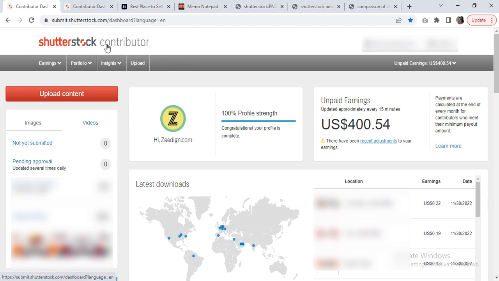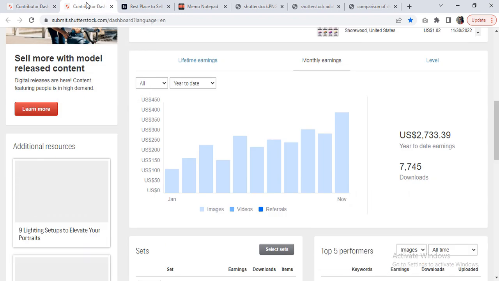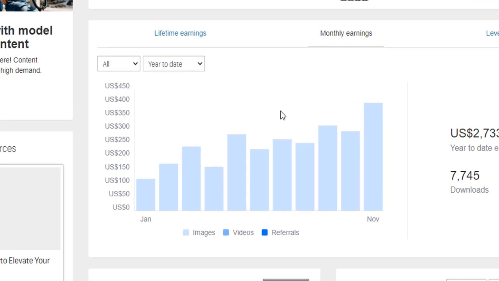Regarding the Shutterstock Contributor account, we have made $400 by the end of November. And if I show you the annual summary of my Shutterstock Contributor account, here you could compare the earnings of multiple months in this year 2022.